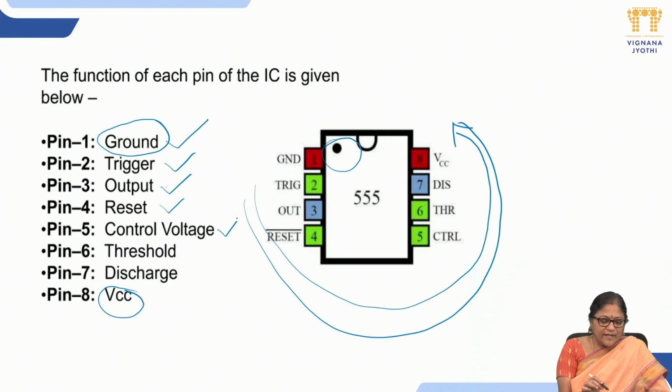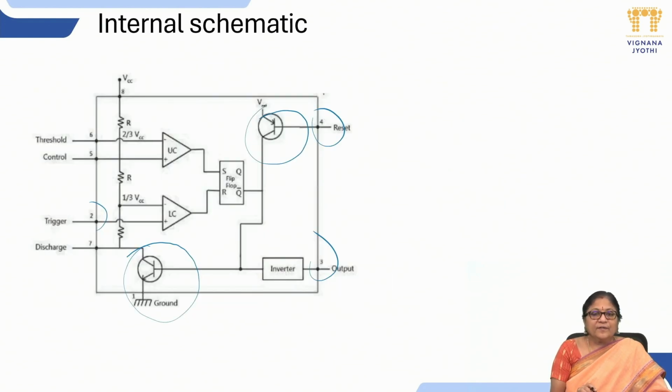Control voltage, as the name suggests, is going to control the complete output of the 555 timer. Threshold. This 6th pin, threshold, is making your threshold comparator, which is a part of this. As I have shown you, the upper comparator is a threshold comparator. So the pin connected to it is known as threshold. Maybe here we can visualize the pins very properly.